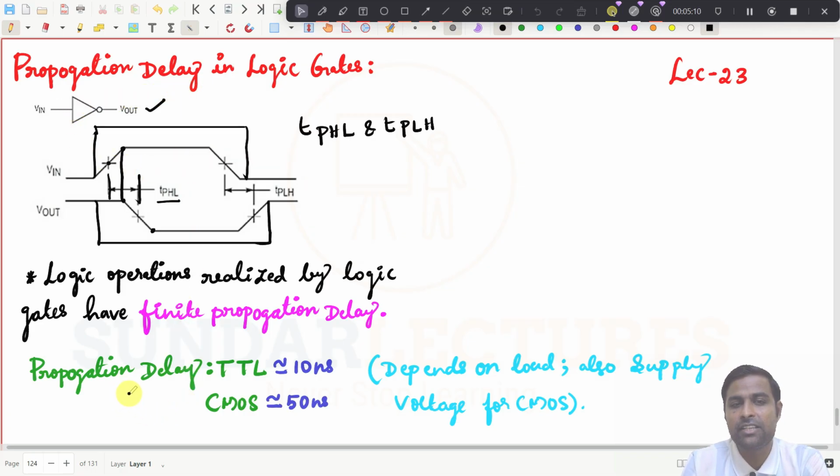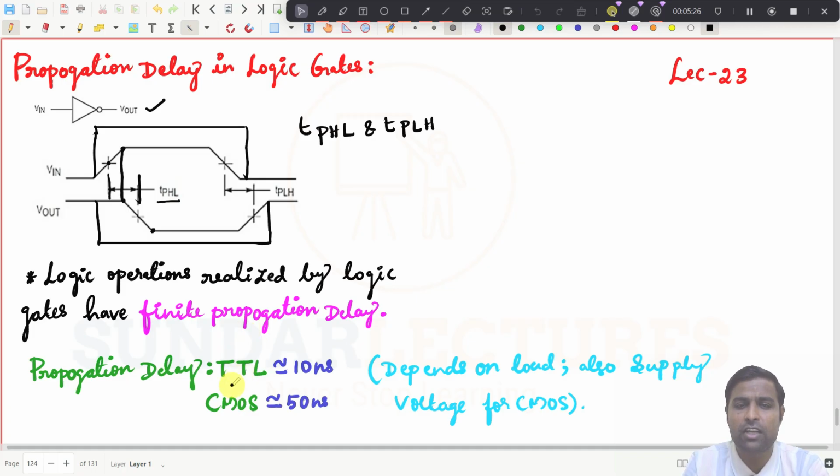And in general, the propagation delay for TTL is approximately 10 nanoseconds, and for CMOS it is approximately 50 nanoseconds, and for CMOS it also depends on the load and the supply voltage.